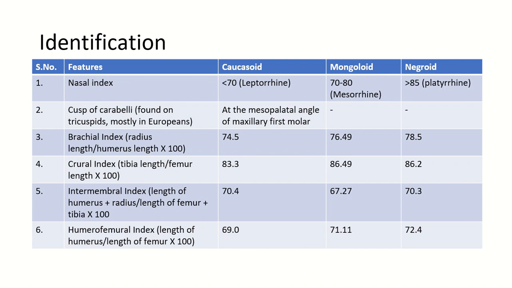Intermembral index means the length of humerus plus radius by the length of femur plus tibia into 100. So it is 70.4 in Caucasoid, 67.27 in Mongoloid, and 70.3 in Negroid. Humerofemoral index is the length of humerus by the length of femur into 100. So it is 69 in Caucasoid, 71.11 in Mongoloid, and 72.4 in Negroid.